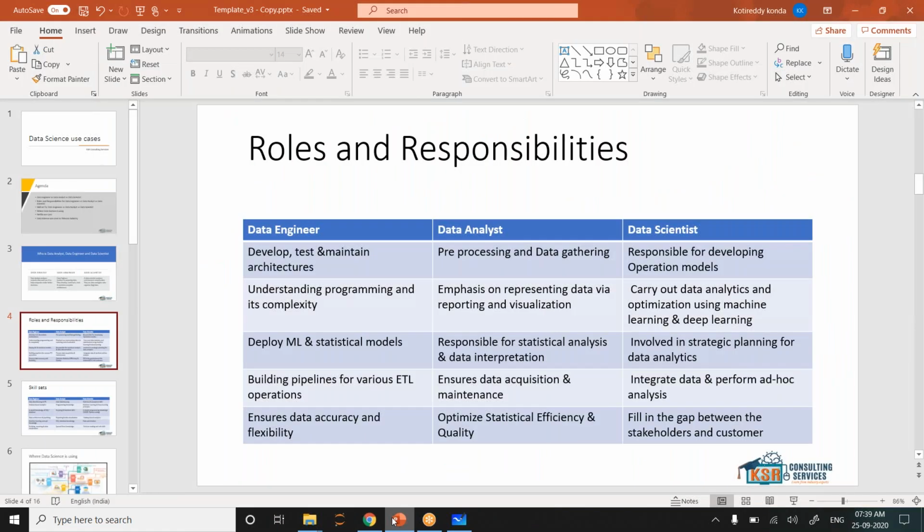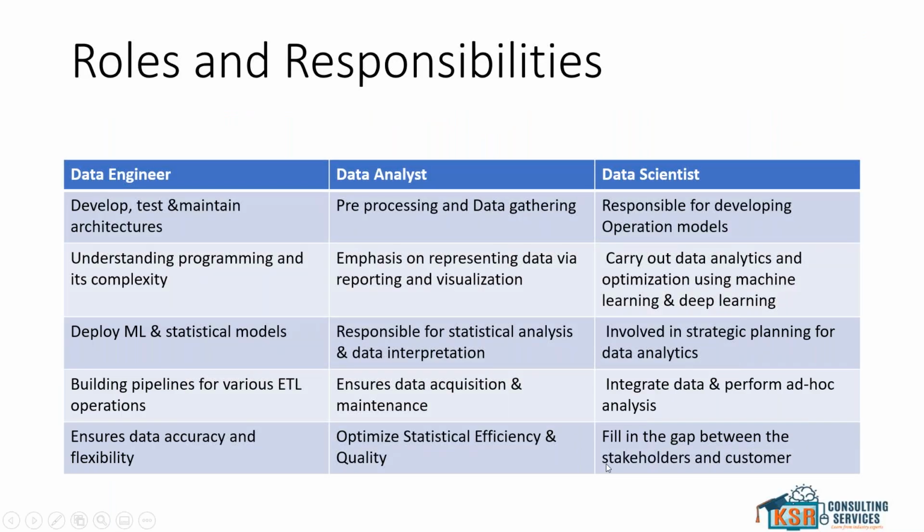What does a data scientist do? He is majorly responsible for developing the operational models. Operational model means building machine learning and deep learning models, with the help of which he or she can make strategic plans. For example, take churn attrition: they are majorly involved in planning how to retain customers, what the strategies are, and sometimes integrate the data and perform ad hoc analysis.